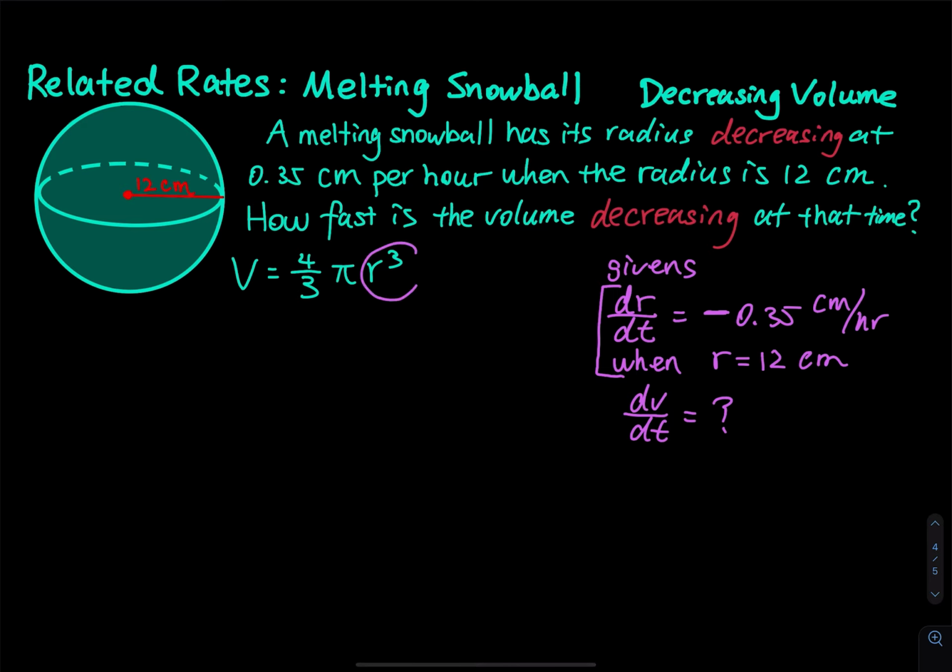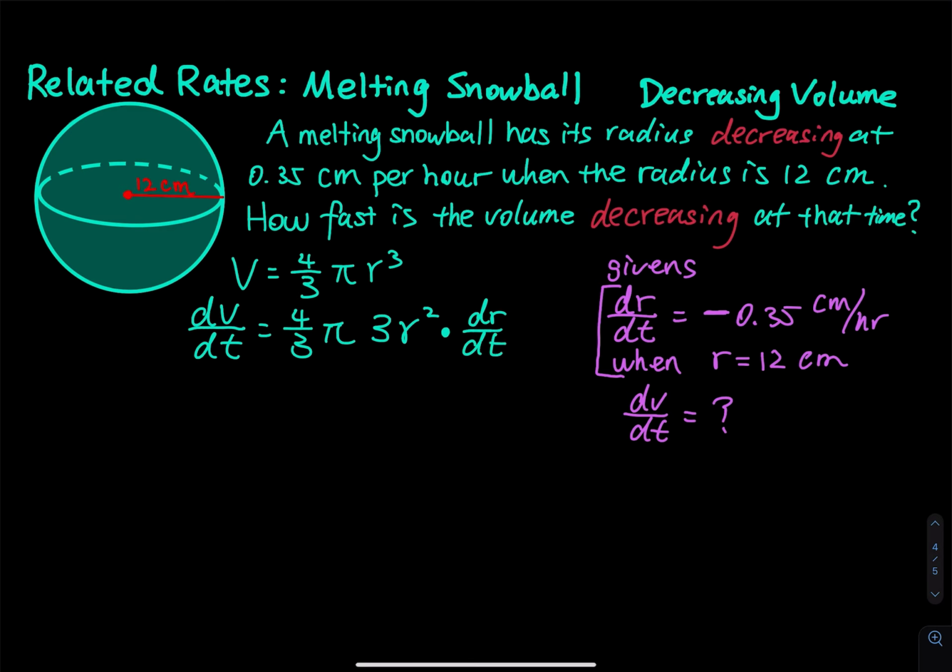The next step is we will be taking the derivative of the volume formula using implicit differentiation. So this is dV/dt. I don't recommend using V prime. So this is 4 over 3 pi, and then using the power rule, we have 3r squared, and then since the radius is changing with respect to time, we have to multiply by dr/dt. Let me specify this is implicit differentiation.